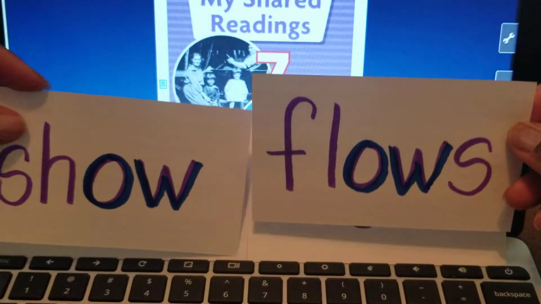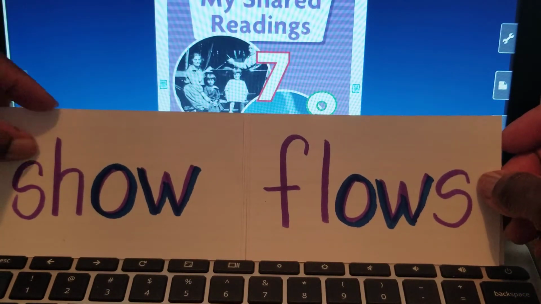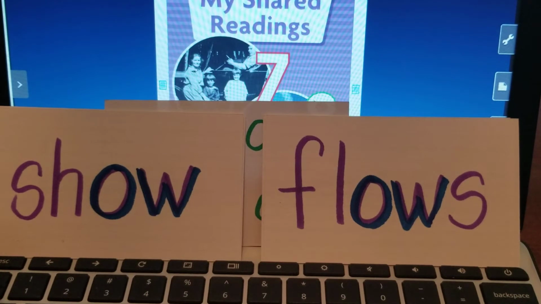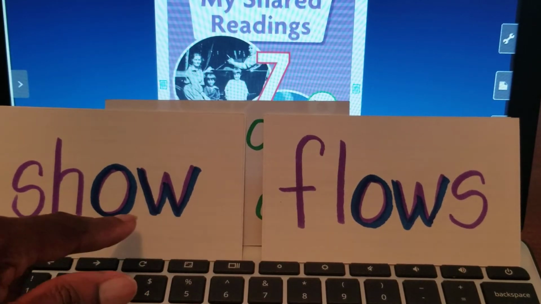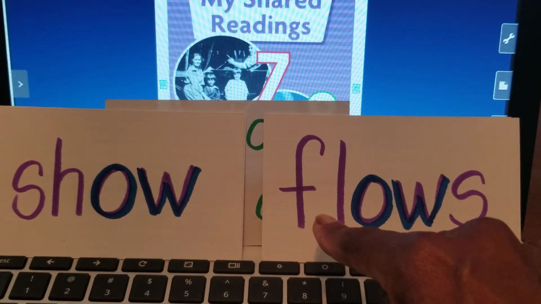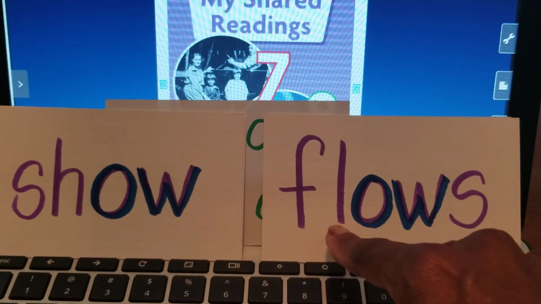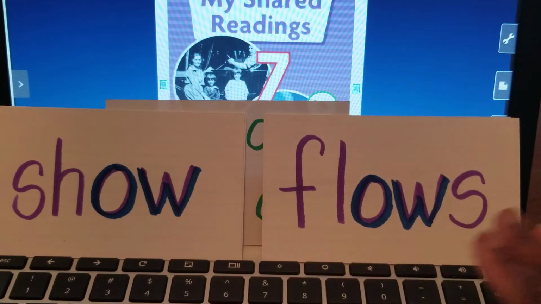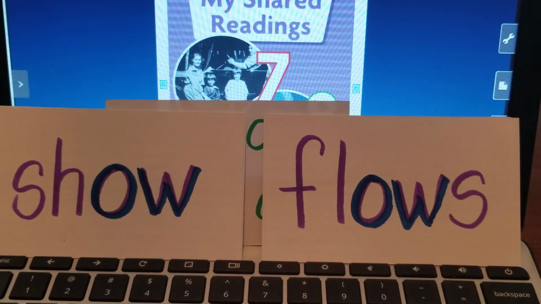And then OW. Now both of these have blends, so the SH from the shoe card, show, and FL from the flower card, FL blend, flows, like something that's moving along, like water in a river.